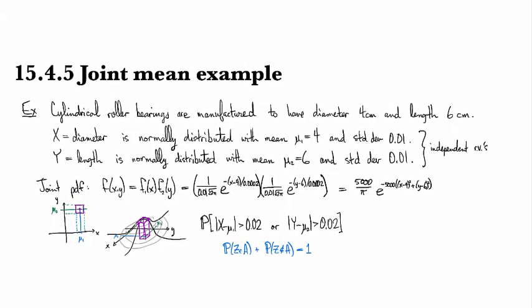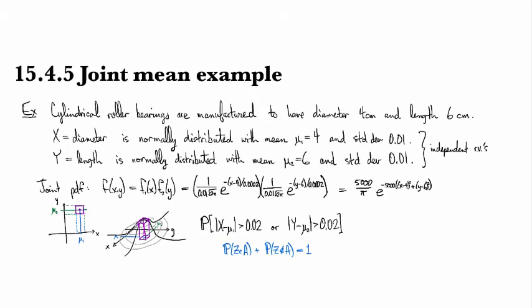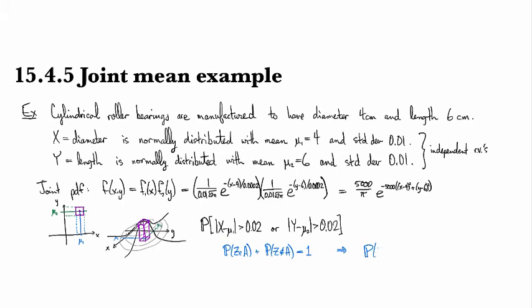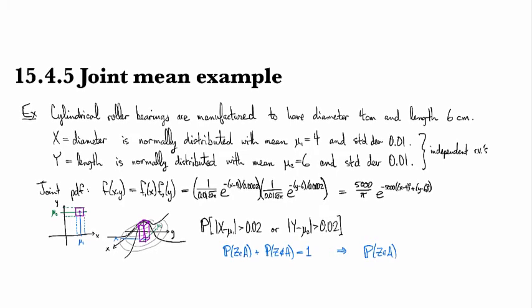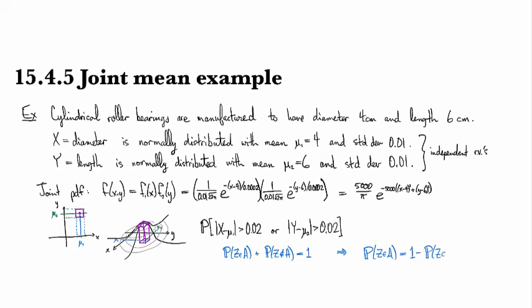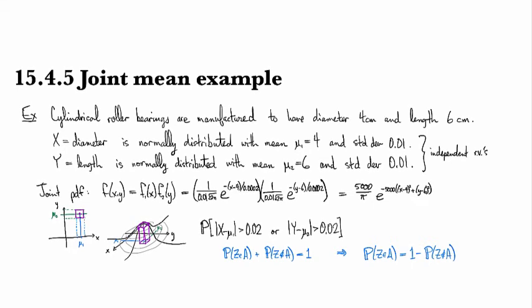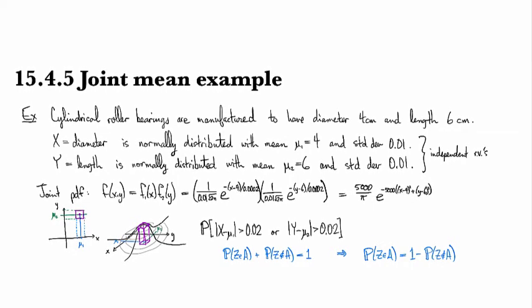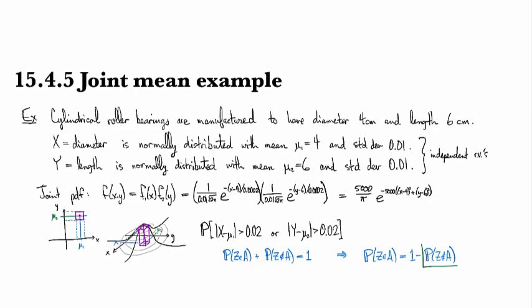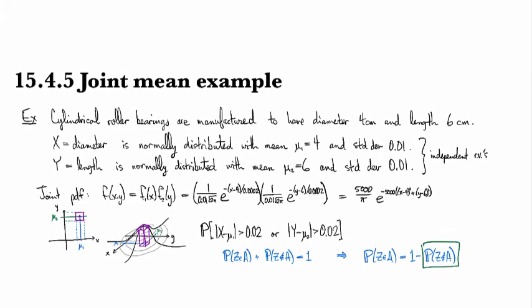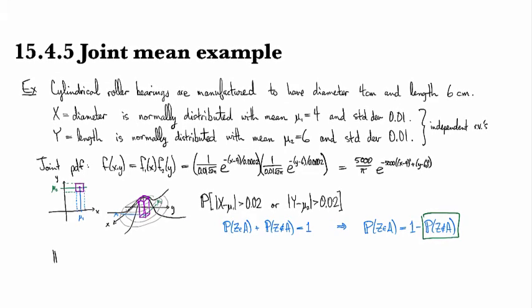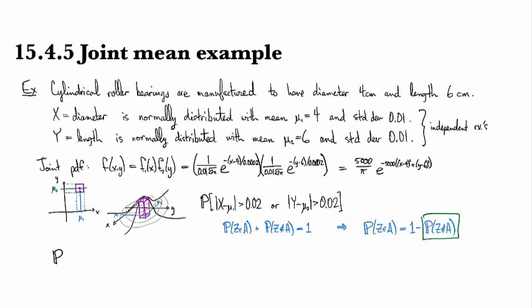And that means that we can write the probability that something happens as 1 minus the probability that it doesn't happen. And it turns out that this one here is easier to compute, in that we can just set it up as a single integral. So we'll do that. So we're going to look at the probability now.